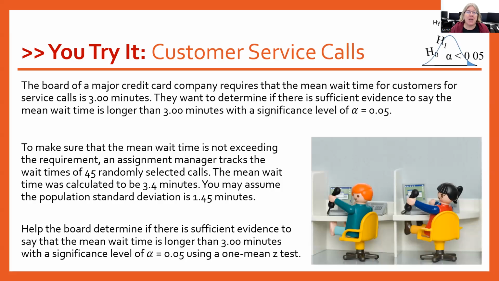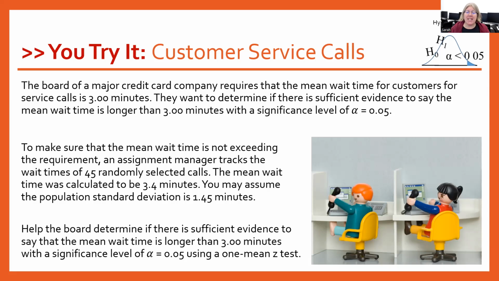To make sure that the mean wait time is not exceeding the requirement, an assignment manager tracks the wait times of 45 randomly selected calls. The mean wait time was calculated to be 3.4 minutes. You may assume the population standard deviation is 1.45 minutes. Help the board determine if there is sufficient evidence to say that the mean wait time is longer than 3 minutes with a significance level of alpha equals 0.05 using a 1 mean z test.